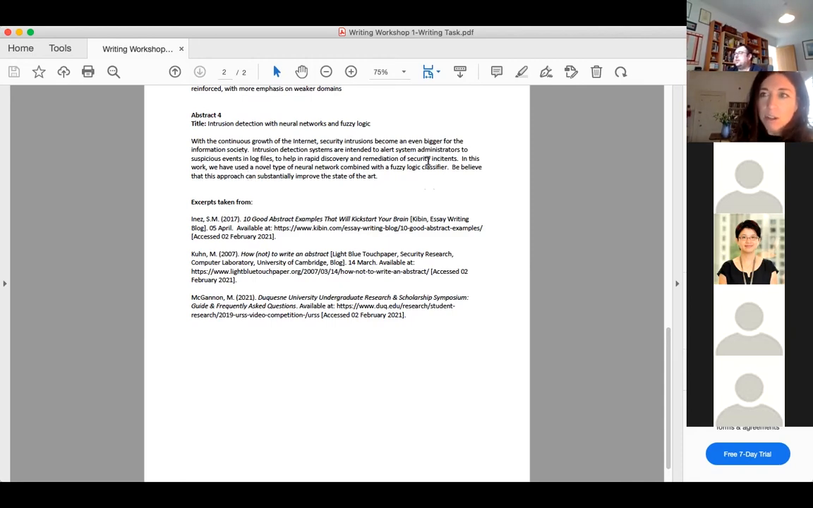It just sounds like a lot of jargon thrown together, to be honest. So for me, I don't think there's any way of salvaging abstract 4. It's just not of a good standard. A fuzzy logic classifier, I mean, what's that? It just sounds like jargon, doesn't it? "Be believe" should be "we believe." It's also not very good in the first place to use "we" so much in academic writing. You can use it sparingly, but I wouldn't be using it, and it's misspelled. So for me, there's no salvaging abstract 4.